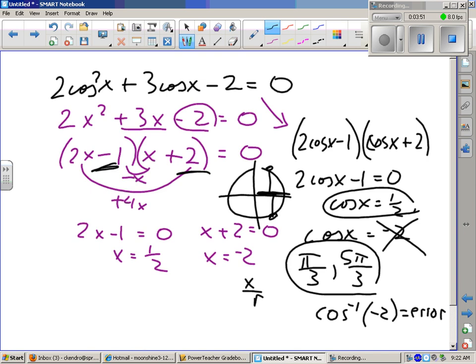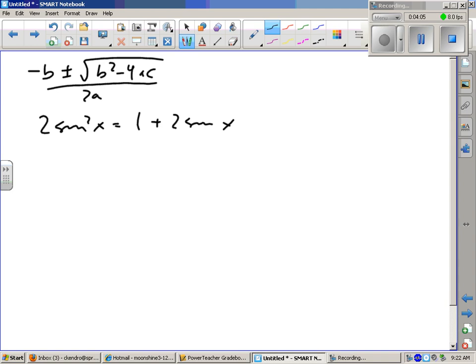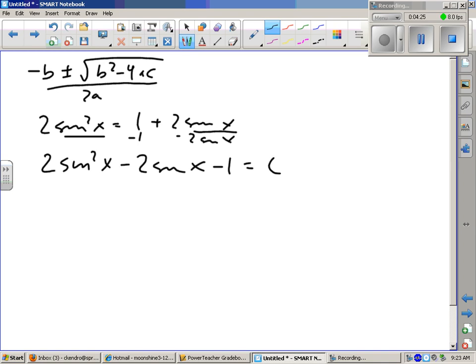Let's do one that may not factor. And remember, we have negative b plus or minus the square root of b squared minus 4ac over 2a as our quadratic formula. So let's start out with 2 sine squared x equals 1 plus 2 sine x. Now you need to start recognizing when it's a quadratic or not. If you see a squared and a regular x, then that's your clue that it's a quadratic. So we need to get everything on the left side. So I'm going to subtract 1 and subtract 2 sine x, and that equals 0. You can try to factor it, but it's not going to work. So instead, we're going to use the quadratic formula.